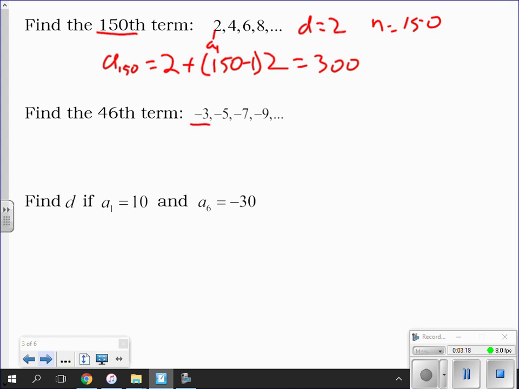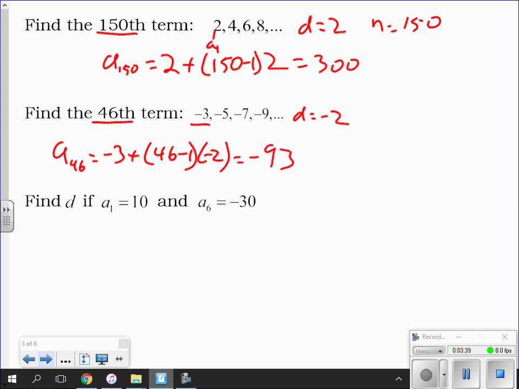On this one, same idea. My first term is -3, my D is -2, and my N is 46. So A sub 46 is -3 plus 46 minus 1 times -2. You do that on your calculator, and the 46th term is -93. You could, if you wanted to, instead just subtract 2 over and over again, but I wouldn't really want to do that.